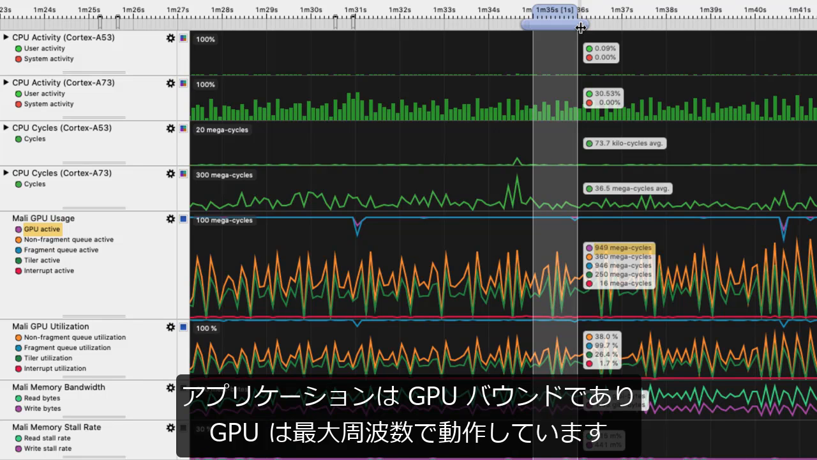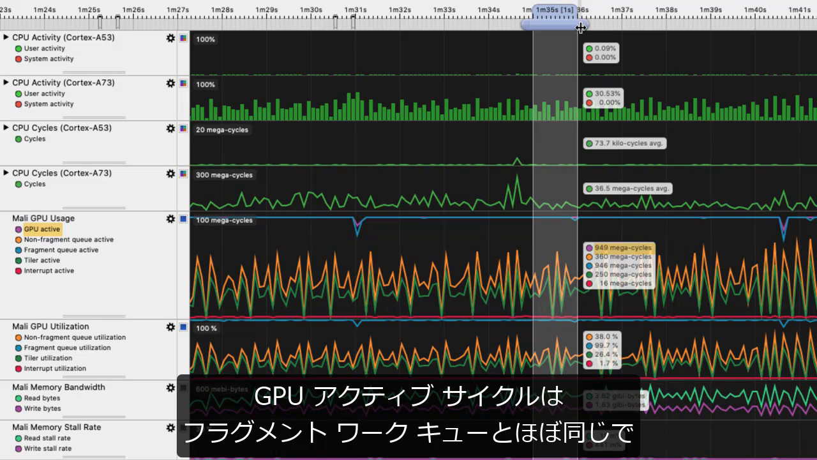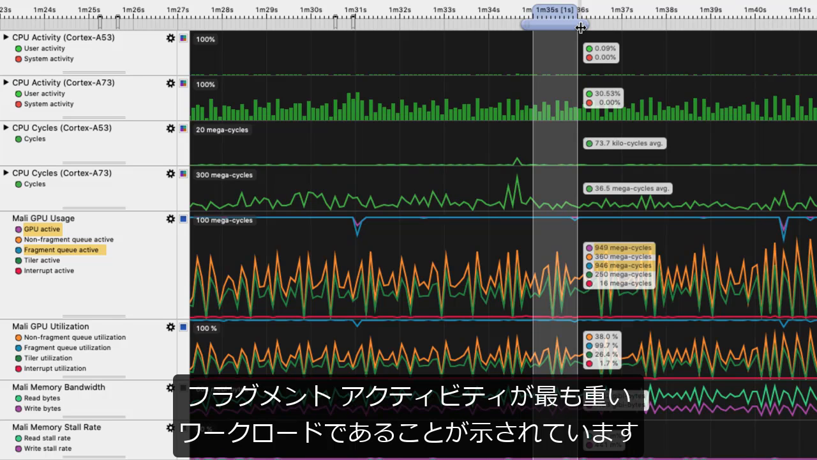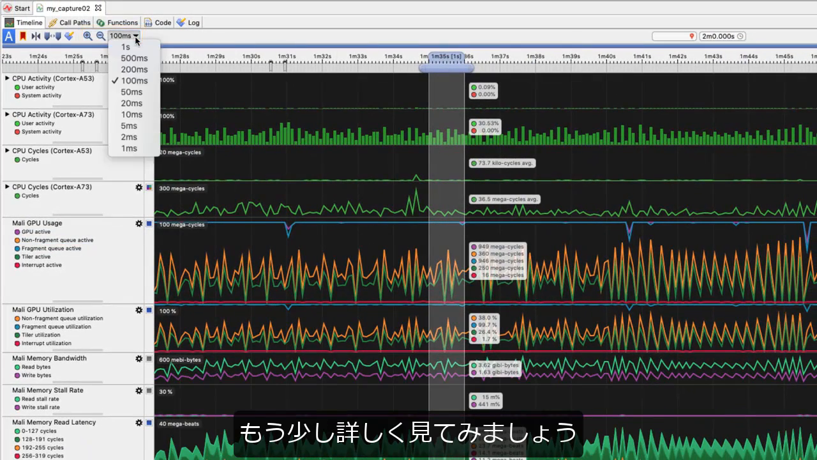We know that the application is GPU bound, and we can see that here, where the GPU is active at the maximum frequency. GPU bound sections look like flat lines where there is no idle time. GPU active cycles is approximately equal to the fragment work queue, showing that the fragment activity is the heaviest workload. Let's look a little closer.